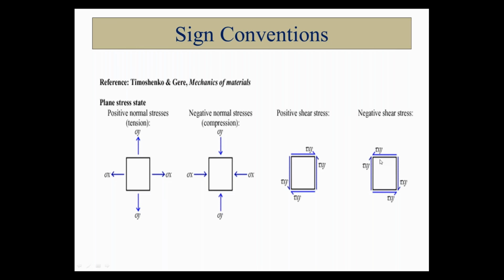So tau xy is the shear stress acting in the x plane and in the direction of y. If it is tau yx, then it is acting in the y plane and in the direction of x.